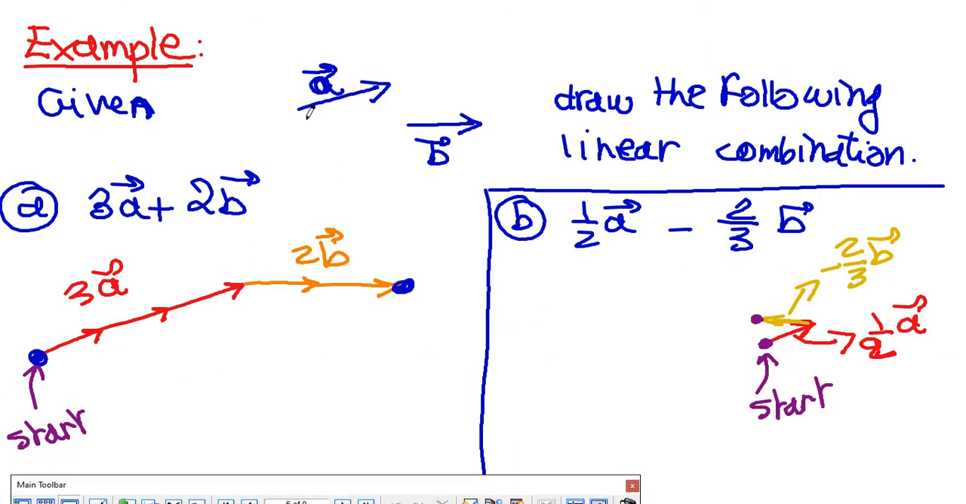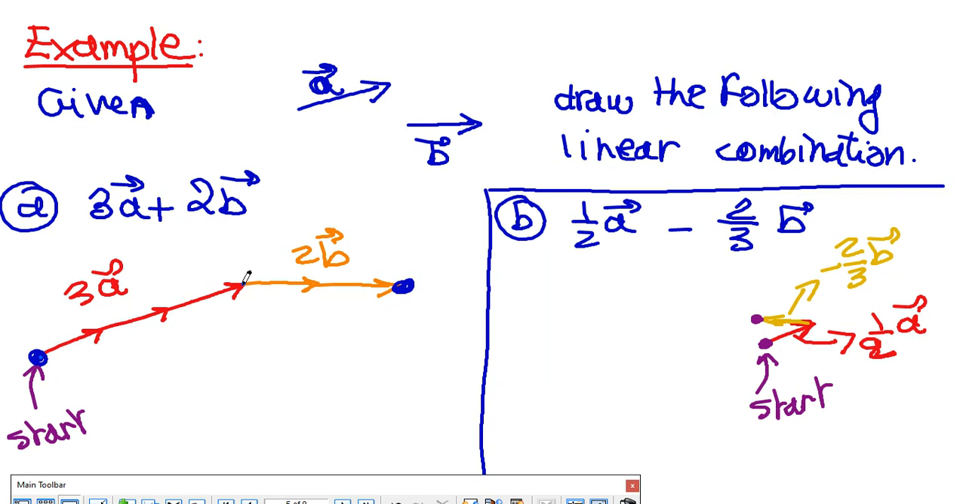So for example, if I give you this is my vector A and this is another vector B, you need to draw the following linear combination. You need to draw the third vector that verifies 3A plus 2B. First, this is the vector A, so I need to draw 3A. I will fix a point of start. I'm starting from here, and from this one I'm going to draw 3A parallel to A, sliding it here because it's 3A.